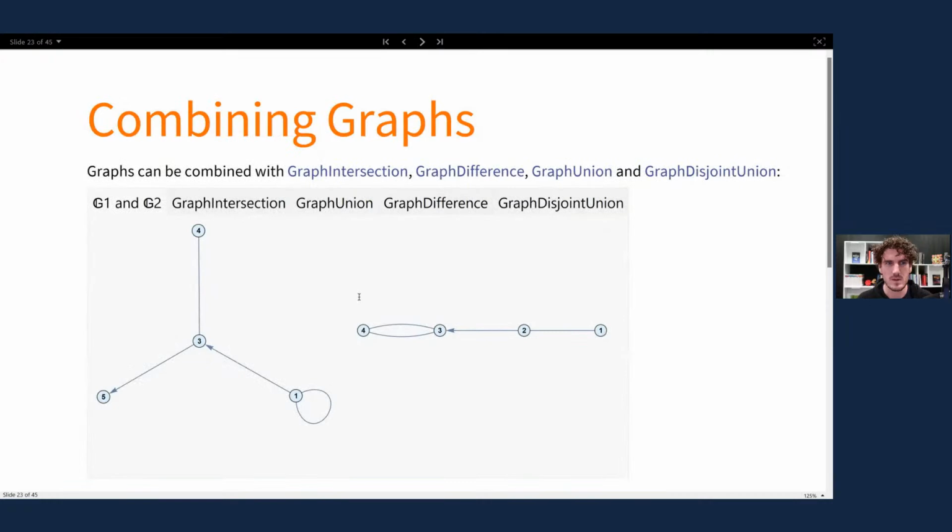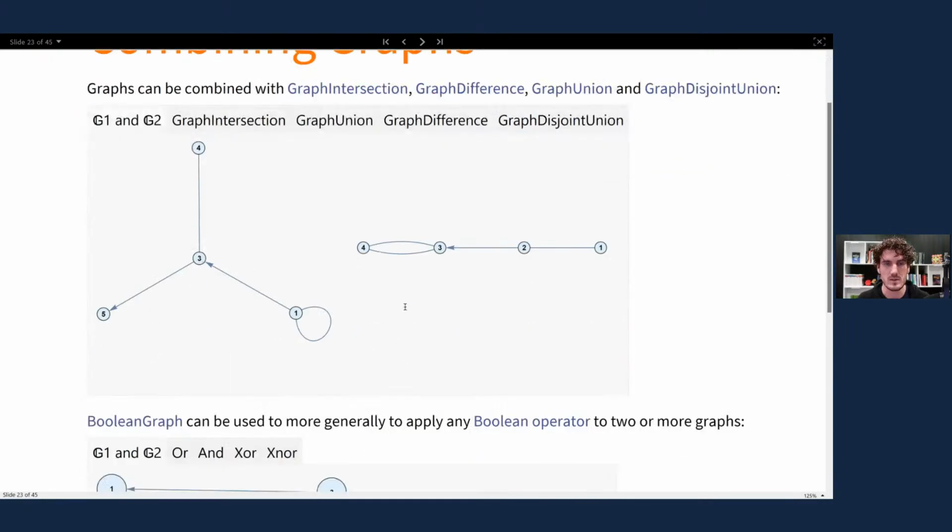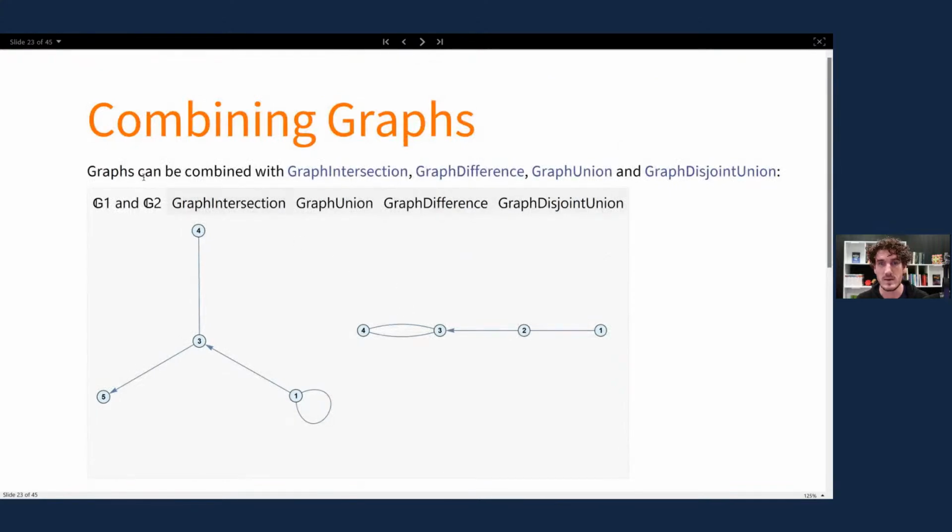And this is a similar thing. So here we start off with two graphs, G1 and G2. And then we have things like graph intersection, difference, union, and disjoint union, just treating these graphs as if they are sets, right? So what's going on here? It seems the only thing in common with these two graphs is the edge between 3 and 4.